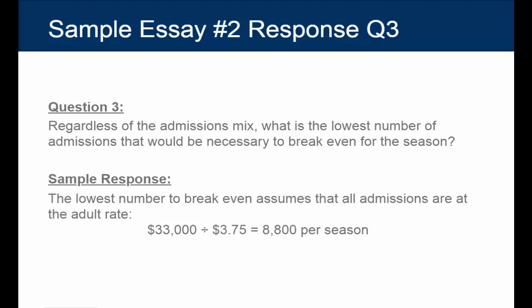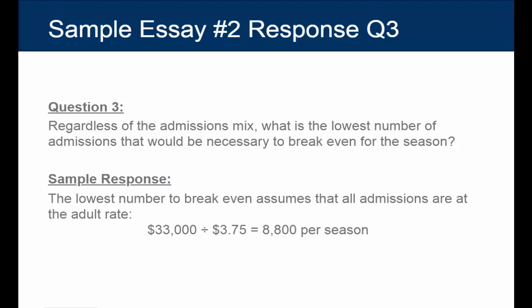Moving on to question 3, we are now being asked a similar question that we saw with question 2. The question states, regardless of the admission mix, what is the lowest number of admissions that would be necessary to break even for the season? Now we are looking at the number of admissions that correspond with the highest contribution margin, which is the adult contribution margin of $3.75. Dividing the fixed cost of 33,000 by $3.75, the minimum number of admissions required to break even would be 8,800 per season.